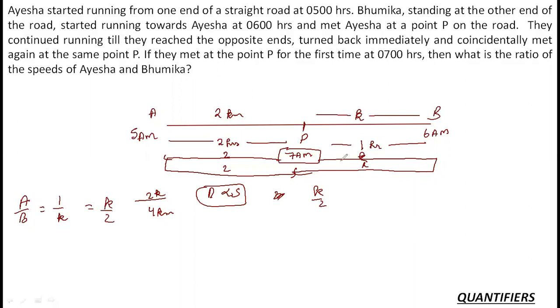Okay, the 2k that was traveled, who traveled that? Aisha traveled that, and the 4 that was traveled, who traveled that 4? Bhumika traveled that, so the ratio of their speeds is 2k upon 4, which we had assumed to be 1 by k. Solving it, you will get k square is equal to 2, and you will get k is equal to under root 2. So the ratio of their speed is nothing but 1:root 2. Now, had you assumed it to be x and y, you would be able to solve it, but it would involve a lot of equations.